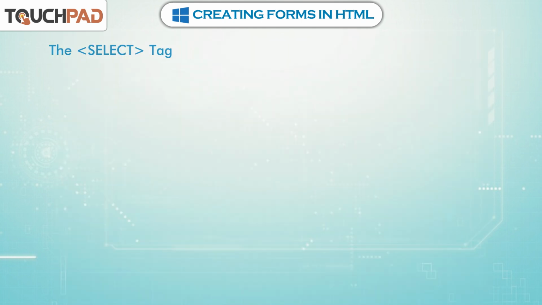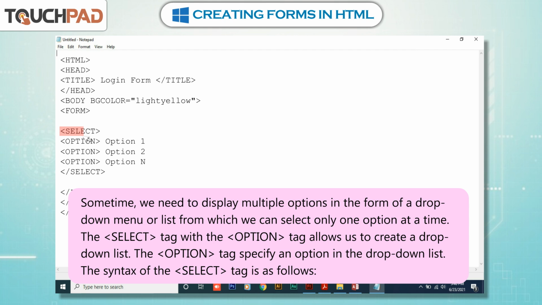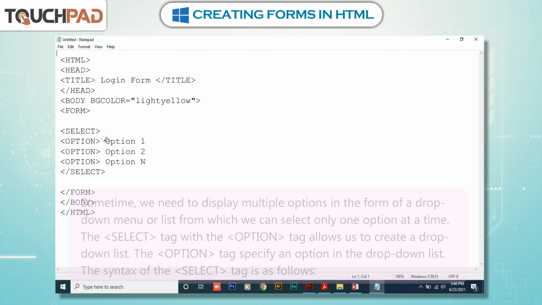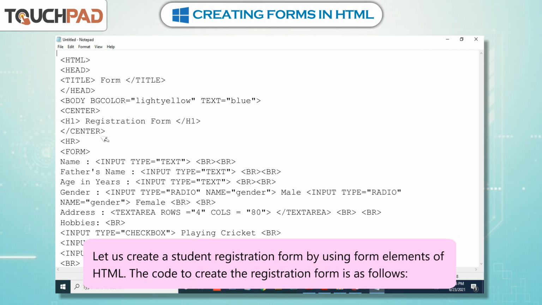The select tag. Sometimes we need to display multiple options in the form of a drop-down menu or list from which we can select only one option at a time. The select tag with the option tag allows us to create a drop-down list. The option tags specify an option in the drop-down list. The syntax of the select tag is as follows. Select, option, option 1, /option, option, option 2, /option, option, option n, /option, /select. Let us create a student registration form by using form elements of HTML.